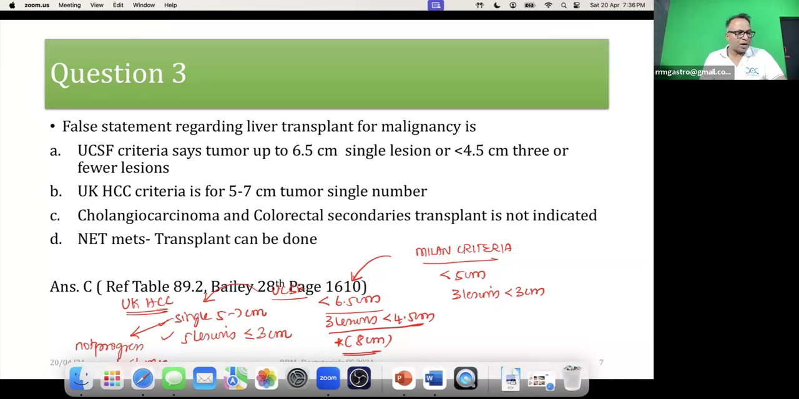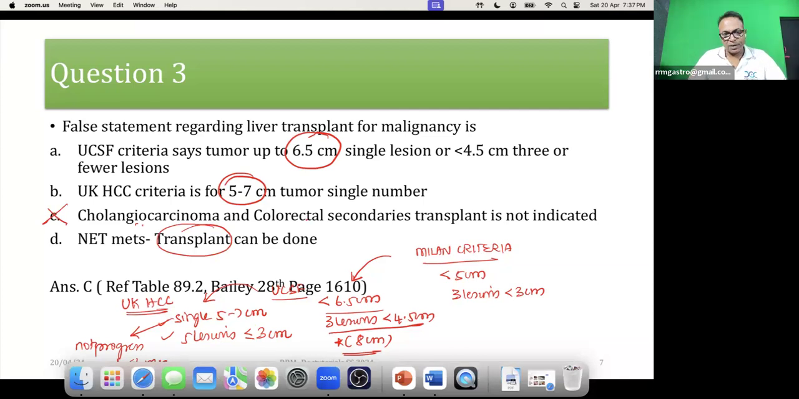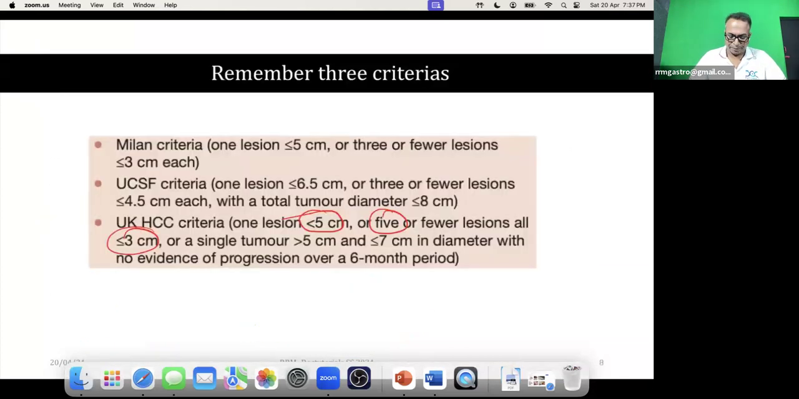So the answer here is the false statement related to liver transplant for malignancy. UCSF 6.5, UKHCC 5 to 7. The statement that colorectal cancers and cholangiocarcinoma transplant is not indicated is wrong. It can be done. Neuroendocrine tumor mets transplant can be done. So the correct answer is C. C is a false statement.